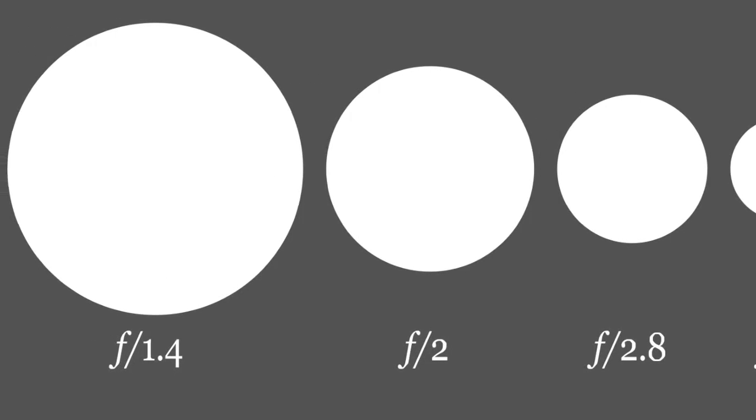Here's some basic terminology to help you understand how to take great portraits. Aperture. Aperture is the small space through which light enters the camera to light the photograph.